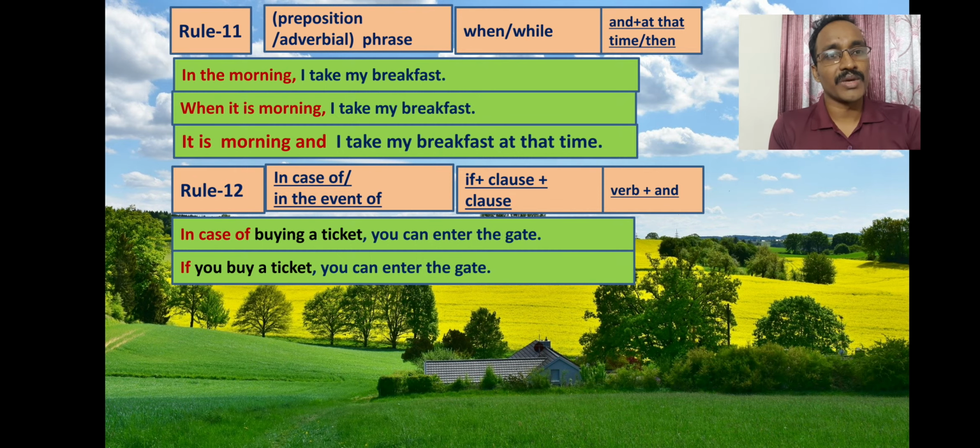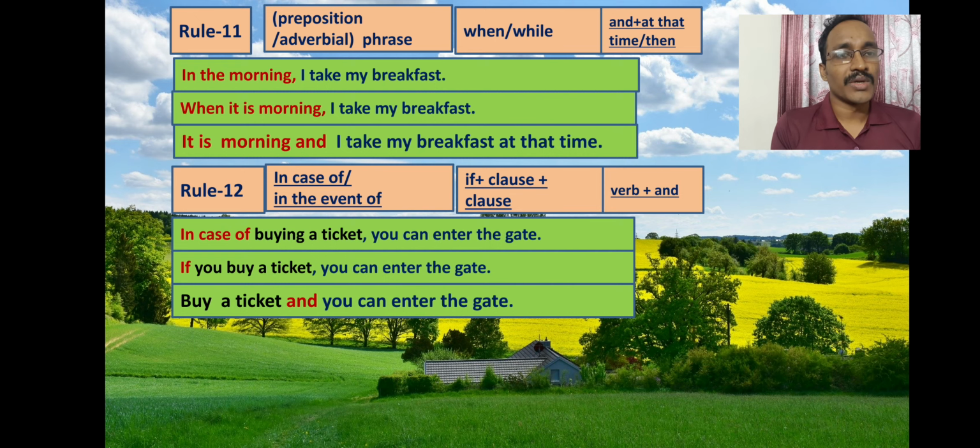Understand? And how to make it a compound sentence? We can make it a compound sentence using and in between the both clauses. Buy a ticket and you can enter the gate.